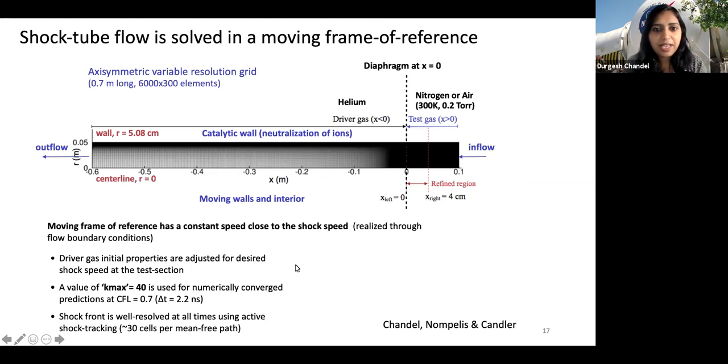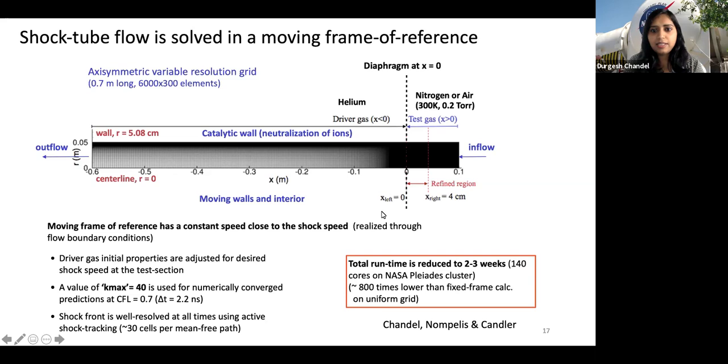There are some more details mentioned here. I will not go into them, but the main point is that by implementing the moving frame technique, we were able to take advantage of using a variable resolution grid, and active shock tracking, which I will explain in the next slide. With all these changes, we were able to reduce the computational time by about 800 times compared to a fixed frame calculation that models the whole 8-meter long tube using a uniform grid.